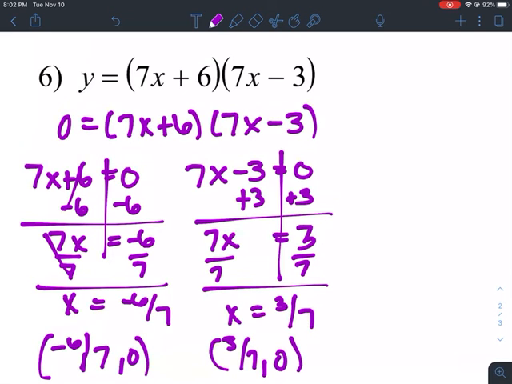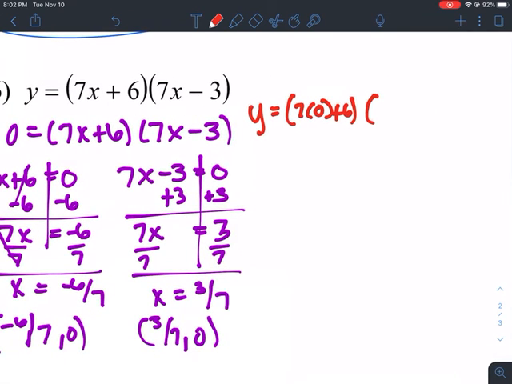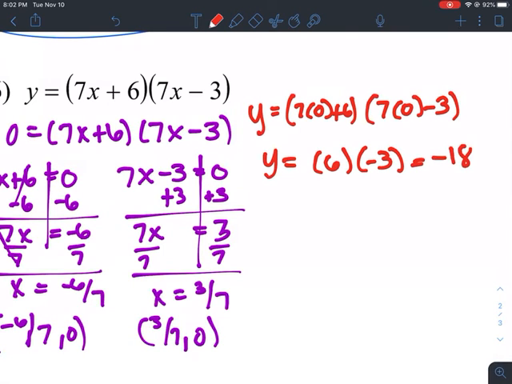So that means that this particular quadratic touches the x-axis at the points -6/7, 0, and 3/7, 0. As far as the y-intercept, I just plug in 0 for x. So 7 times 0 plus 6. And 7 times 0 minus 3. Anything times 0 is just 0. So it's going to give me 6 times -3, which is -18. So it touches the y-axis at the point 0, -18.